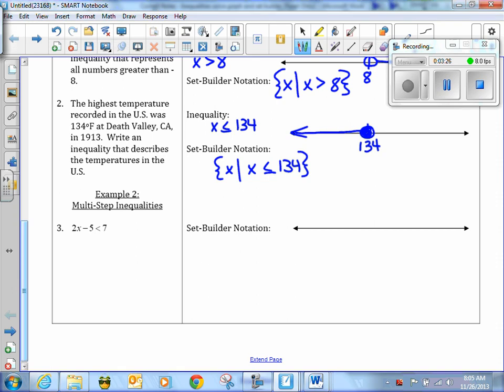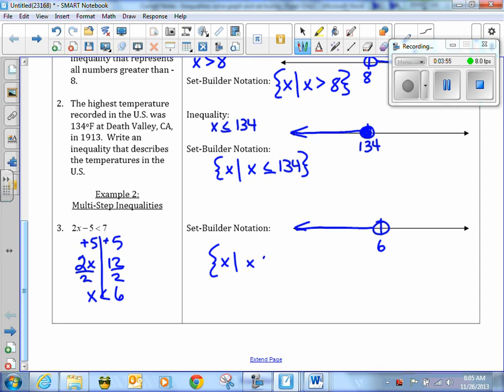All right, this is a review from last year. First thing I'm going to do, add 5. And I have 2x less than 12. Divide by 2, and x will be less than 6. Here's my 6, here's my open circle going to the left, and I have x such that x is less than 6. It's not bad so far. Moving on.